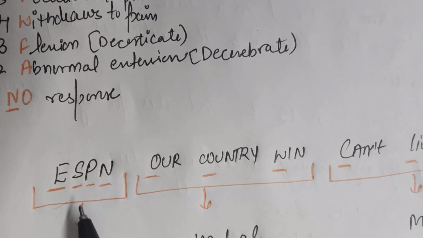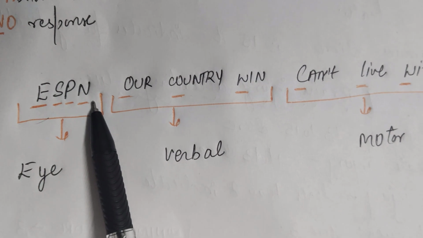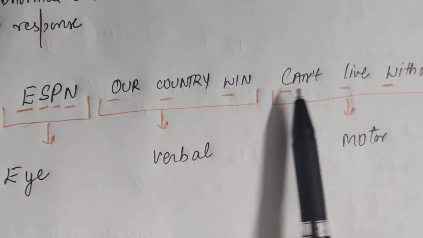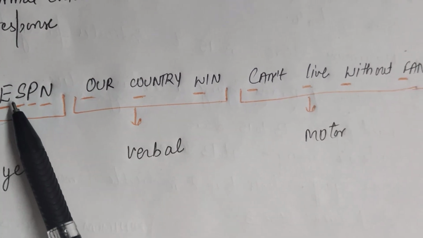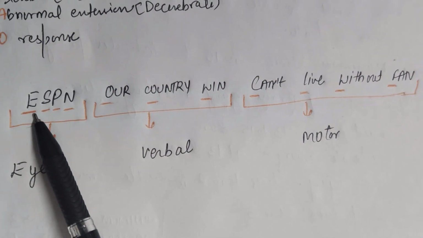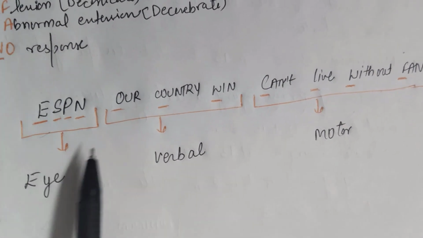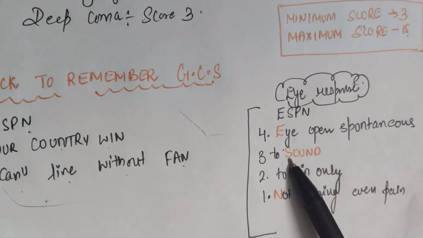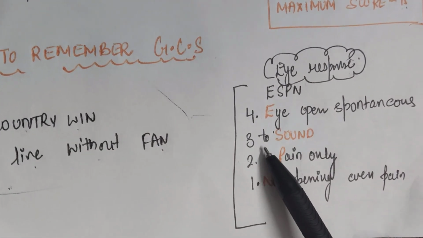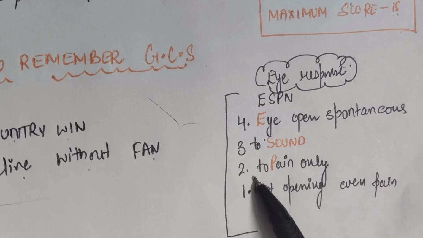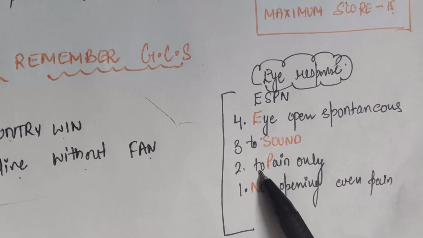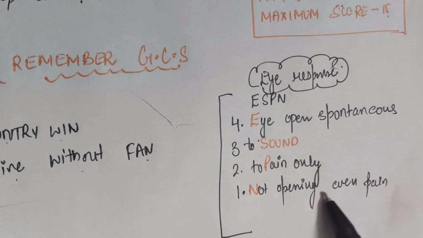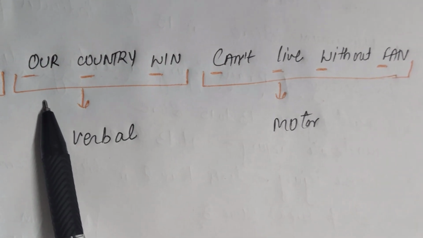Once again I will tell you the trick, that is ESPN. Our country win, then cannot live without fan. So E means eye open spontaneously. S means we give a sound to the patient. Then P is when we give pain to the patient, and the last one is not opening even against the pain. Okay, so the second component is verbal response.